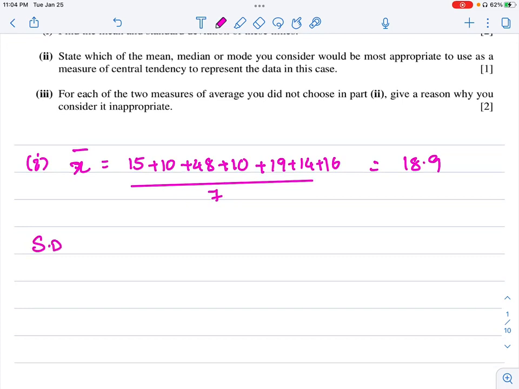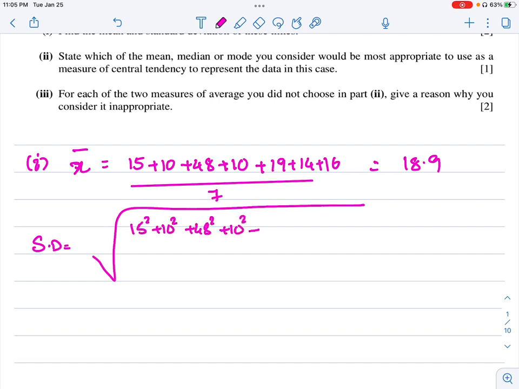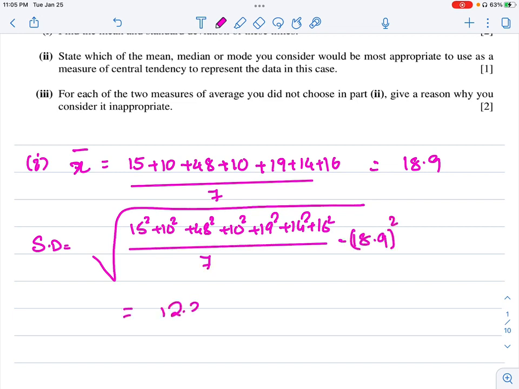Next, the standard deviation is being asked. So it is square root of 15 square plus 10 square plus 48 square plus 10 square plus 19 square plus 14 square plus 16 square upon 7 minus 18.9 whole square. Again, do by the calculator. The simplification will give you 12.3.